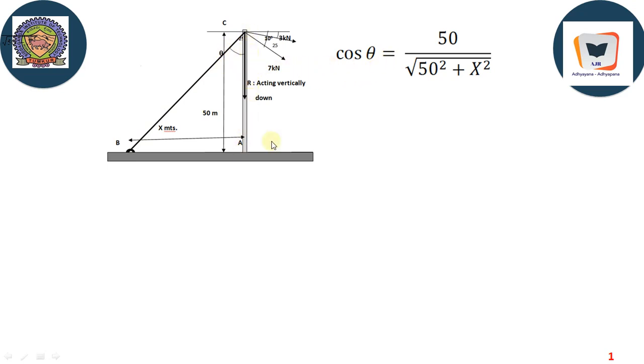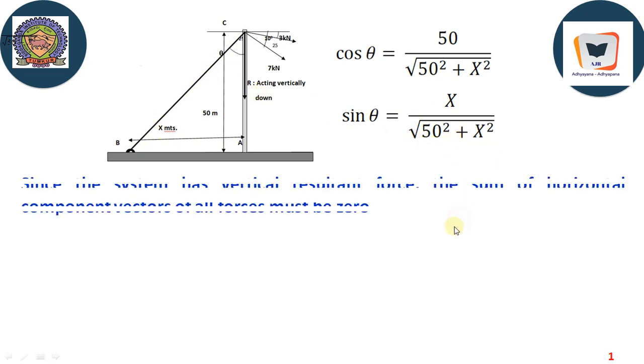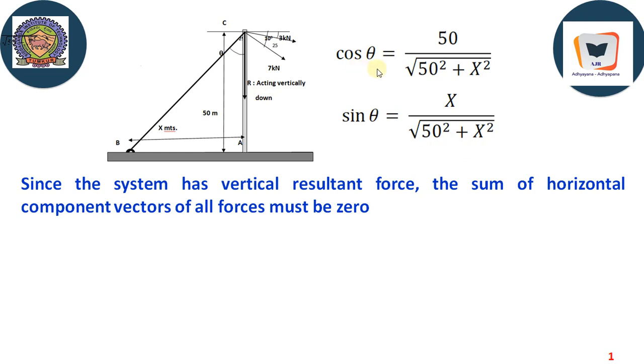The height is 50, and the hypotenuse is the square root of 50 squared plus x squared, according to the Pythagorean theorem. So cos theta is 50 over the square root of 50 squared plus x squared, and sin theta is x over the square root of 50 squared plus x squared, because sin theta is opposite, x, over the hypotenuse. So we now know the values of cos theta and sin theta in terms of the unknowns.